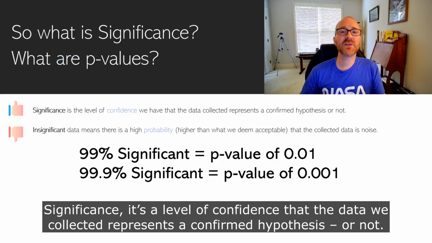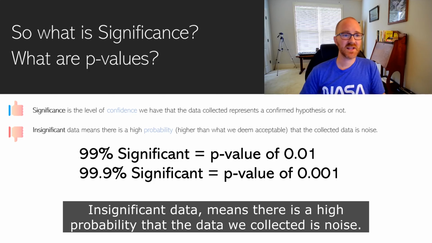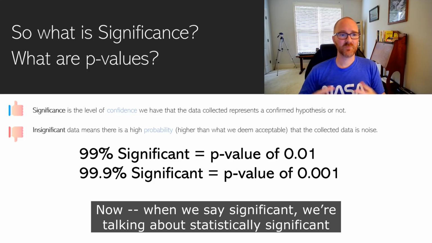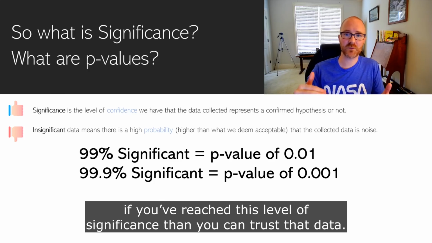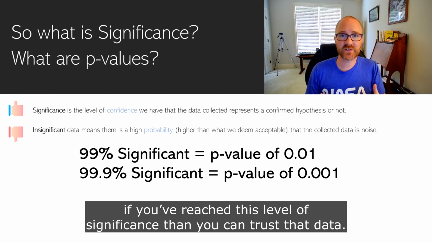Significance is a level of confidence that the data we collected represents a confirmed hypothesis or not. So this is level of confidence, not proof. Insignificant data means there's a high probability that the data we collected is noise. Notice I didn't say proof. Now, when we say significant, we're talking about statistically significant, which is an arbitrary threshold that teams will set to say if you've reached this level of significance, then you can trust that data.